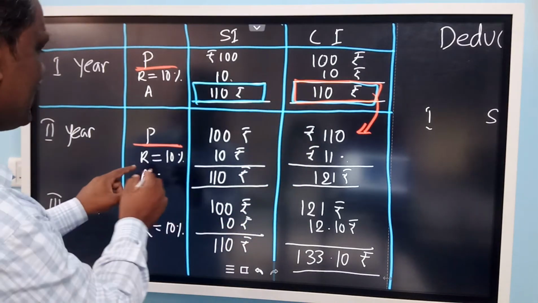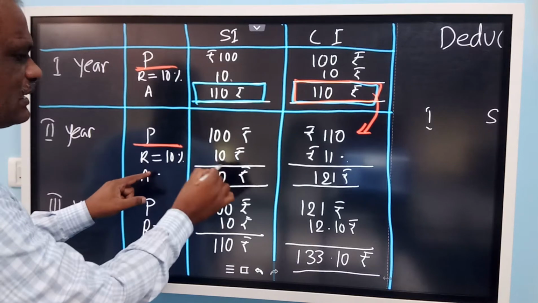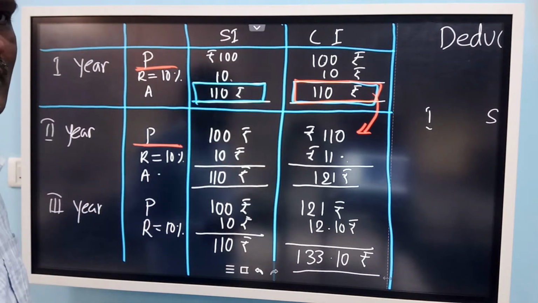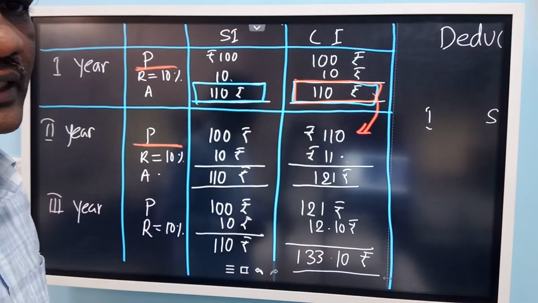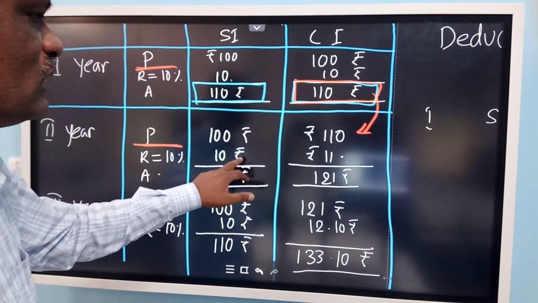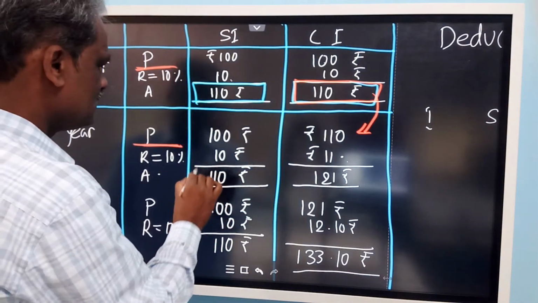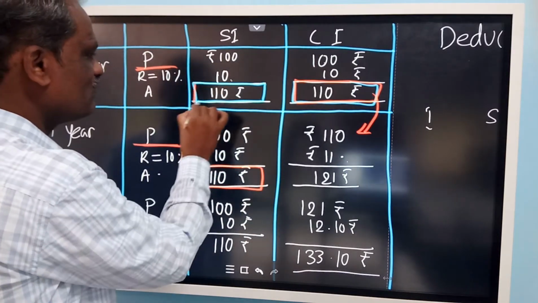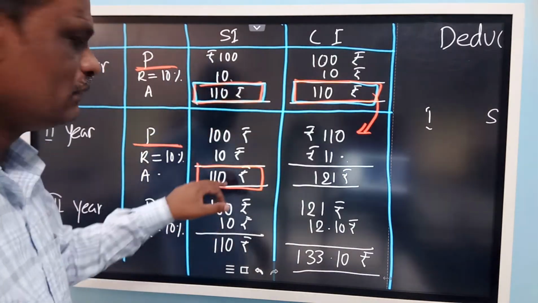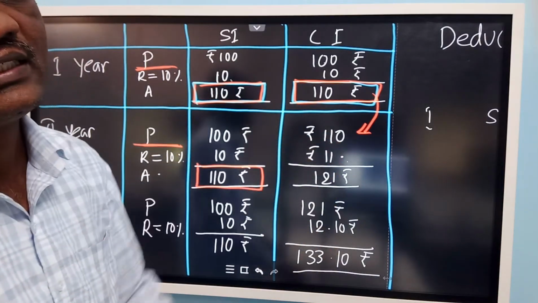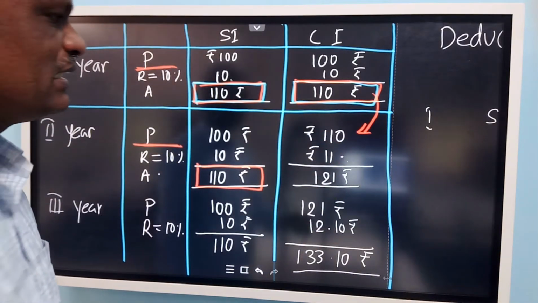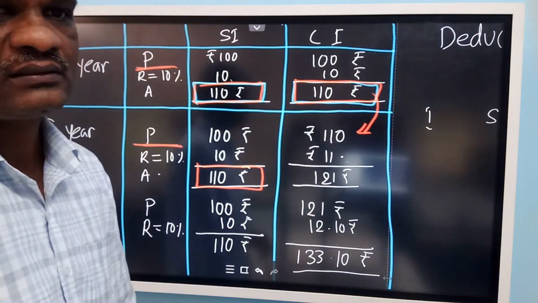Now if you calculate the 10% rate of interest here, it is 10 rupees only. 10% of 100, 1 by 10 into 100, so it becomes 10 rupees only. And the total amount is 110 rupees here. Same thing, whatever we got in the first year, the same amount we are getting. But here you look at the 10% of 110.